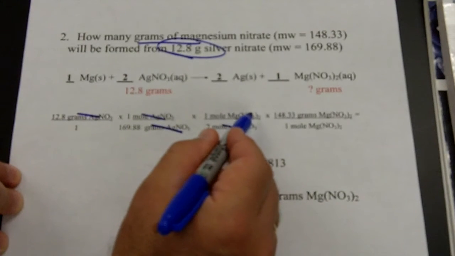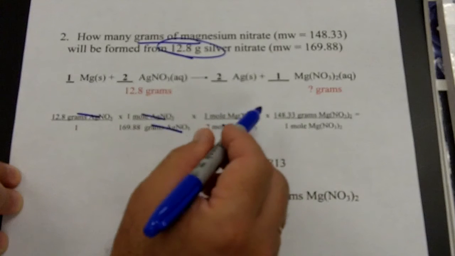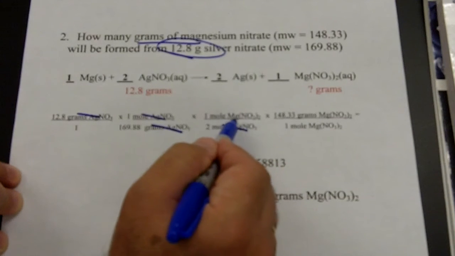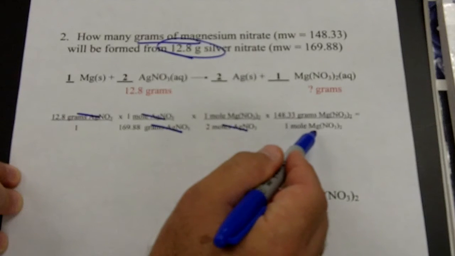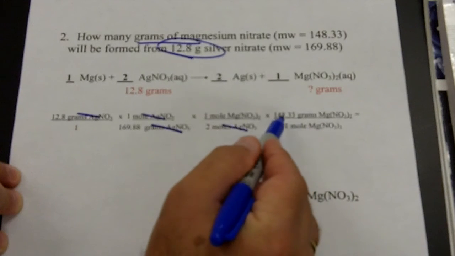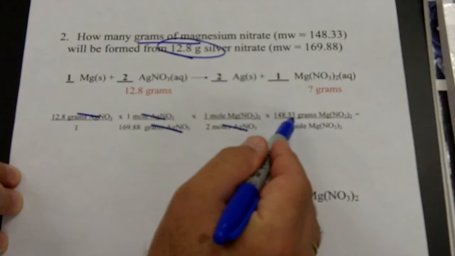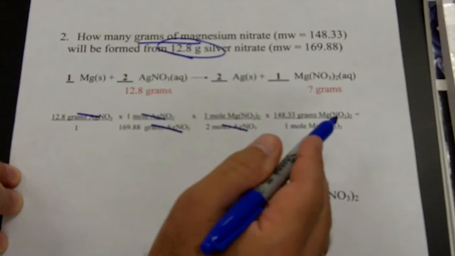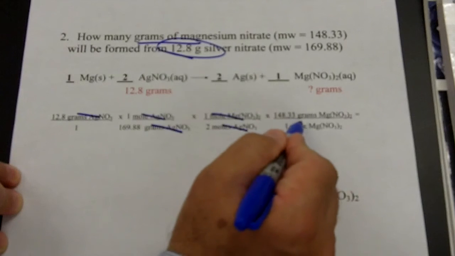I'm not quite done, because what I need to do now is get to grams of magnesium nitrate, so I've got one more step. So moles of magnesium nitrate up on top here, moles of magnesium nitrate here. They're telling me the molecular weight is 148.33 grams of magnesium nitrate. So that's what 1 mole weighs. And I cancel this unit with this unit.